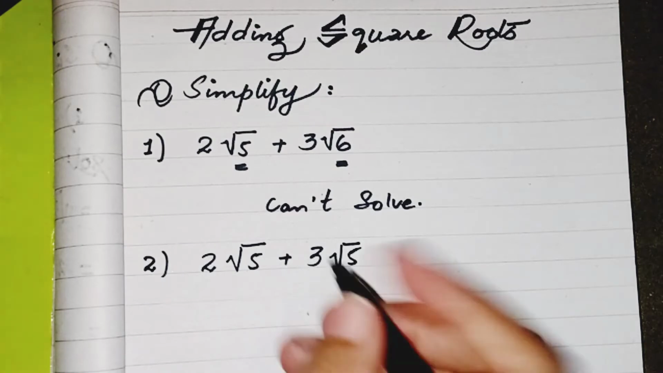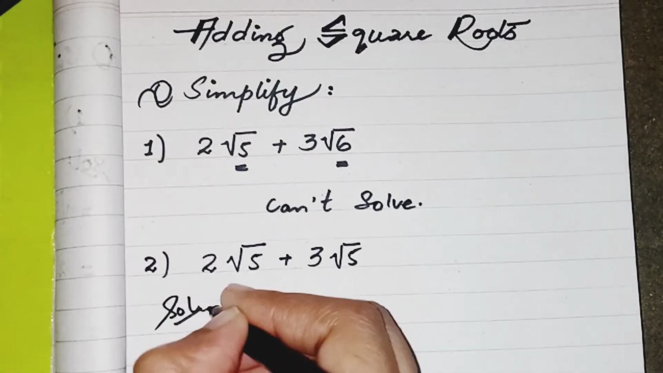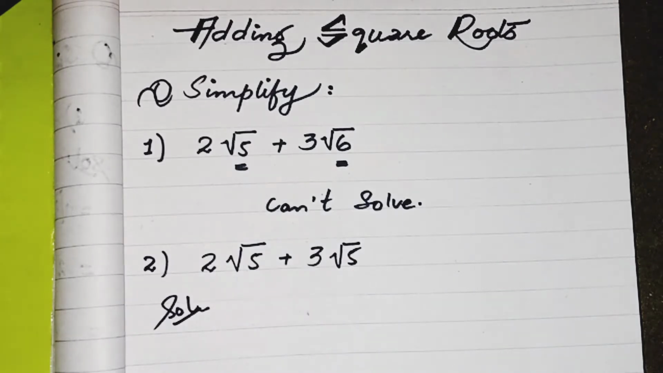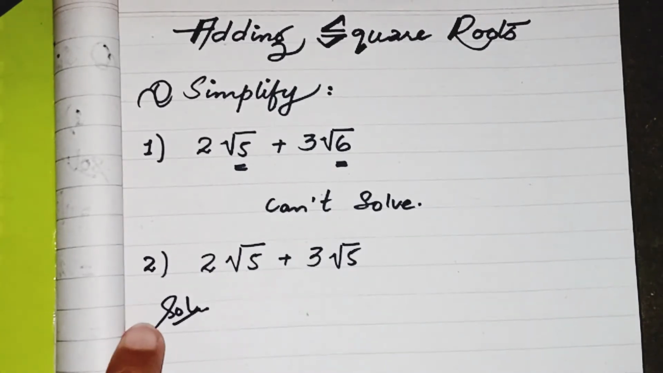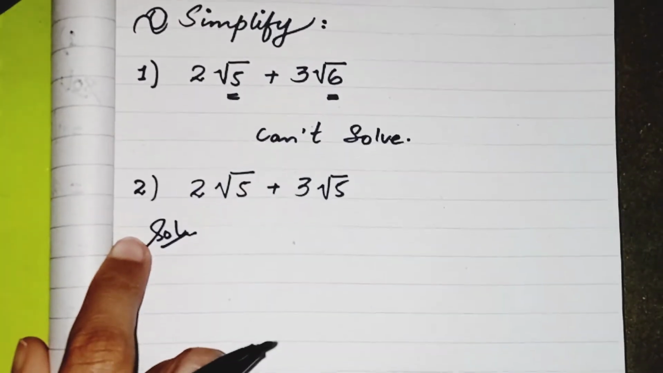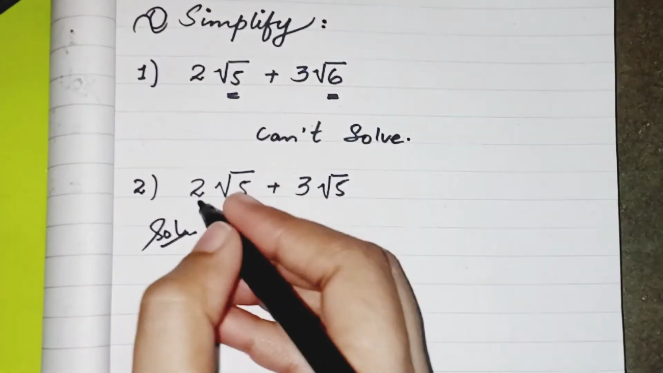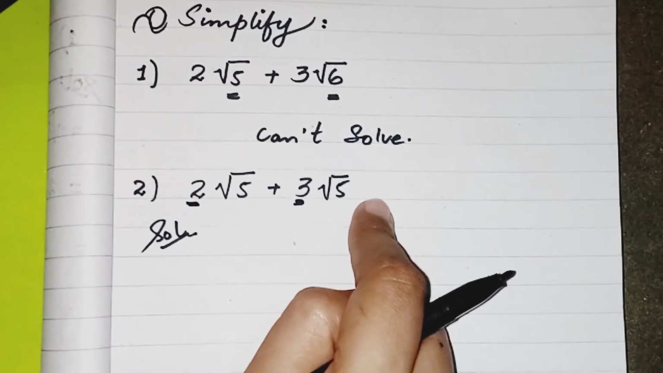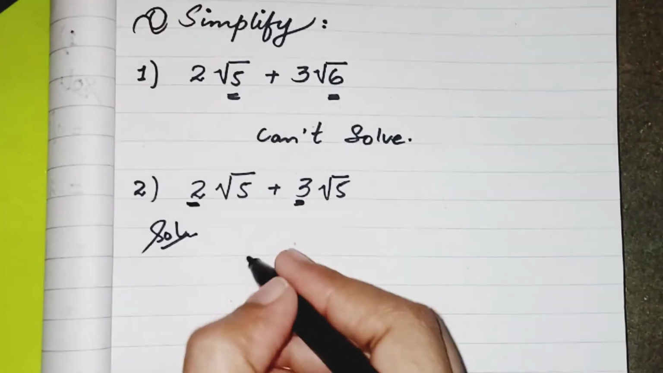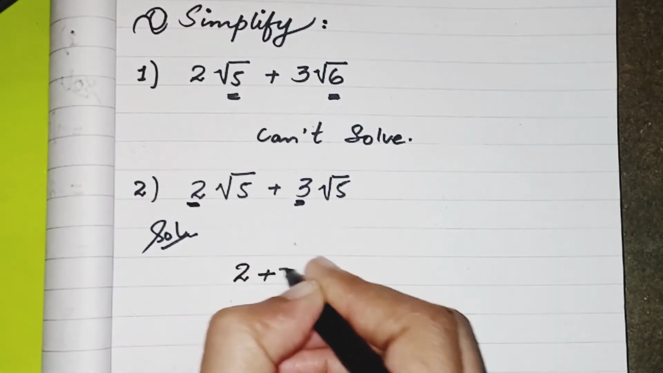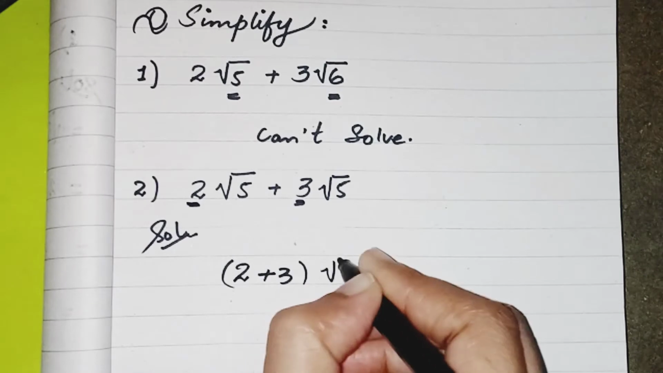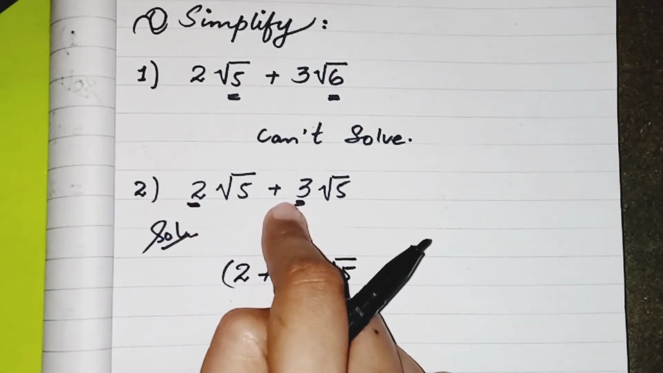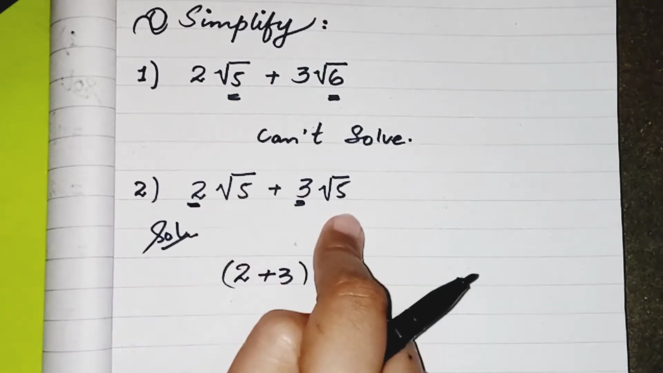Okay. Now the next question: if I have 2 root 5 plus 3 under root 5, what can I do? We can simply solve it, because both terms have under root 5, and it shows that these are like terms. So how can we add them? We have to add the coefficients only, and the root value will be written as it is. 2 plus 3, and root 5 comes along with them, because we have to add only the coefficient values, and the root values remain the same.